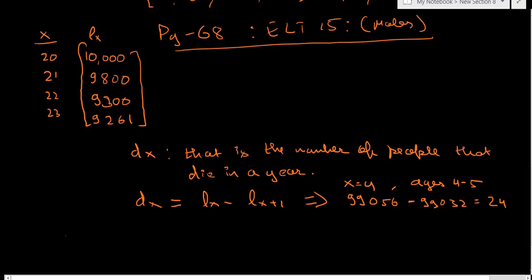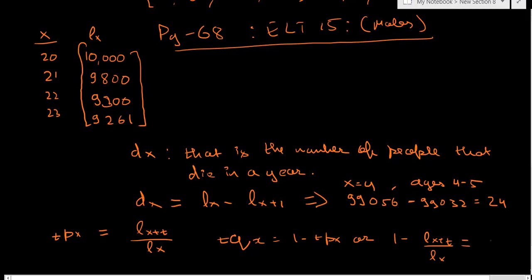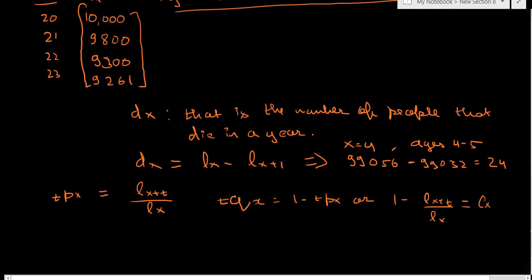Okay, so now getting to how I calculate tpx and tqx and all those figures out of these. The definition for calculating tpx, as you would have expected, is lx plus t divided by lx. Okay, and if I want to calculate tqx, it would be 1 minus tpx, or I can write it as 1 minus lx plus t upon lx, which would be equal to, if I take the LCM, lx minus lx plus t divided by lx. So this is the definition.